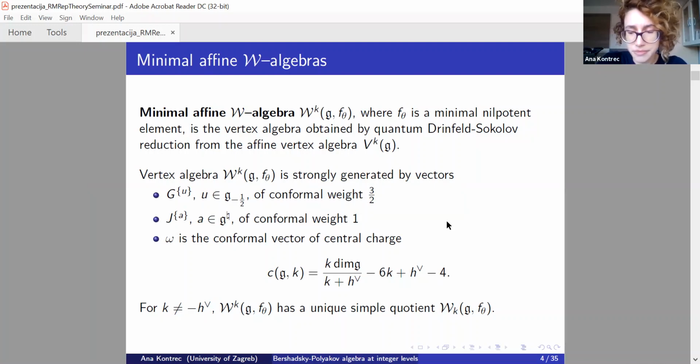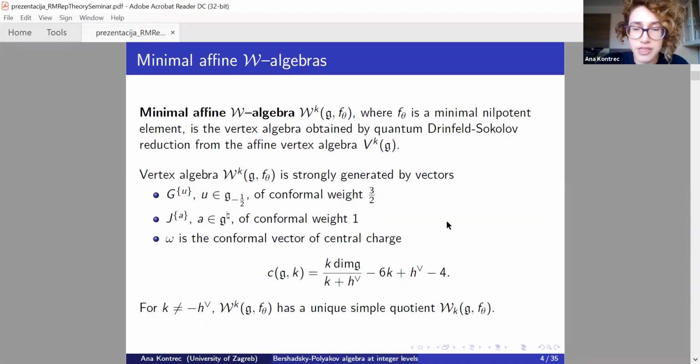So this Bershadsky-Polyakov vertex algebra is one of the simplest examples of minimal affine W algebras, affine W algebras in general. And what's special about minimal affine W algebras is that there is a structure result about them. So we know how they are generated. We know the generators and a type of relations called lambda brackets.